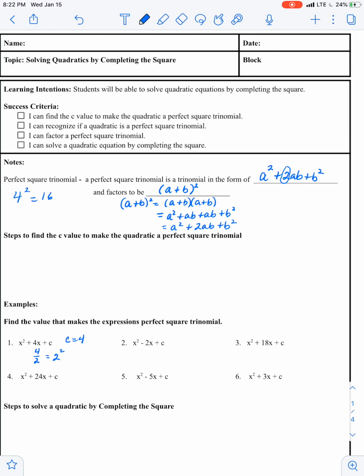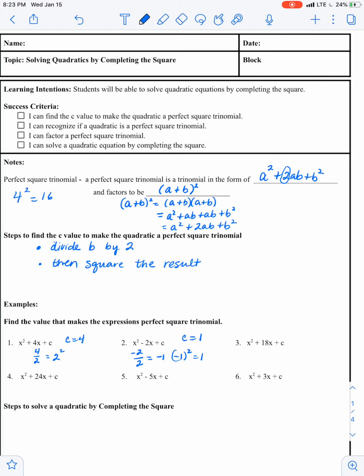Okay, so let's do another one. I'm going to go ahead and do 2. So if I take a negative 2 divided by 2, I get a negative 1. Then I'm going to take a negative 1 and square it, and I get a positive 1. So in this case, C is a positive 1. Okay, so steps on doing this. 1, we're going to divide b by 2, then square the result. Okay, so that's going to be our step.